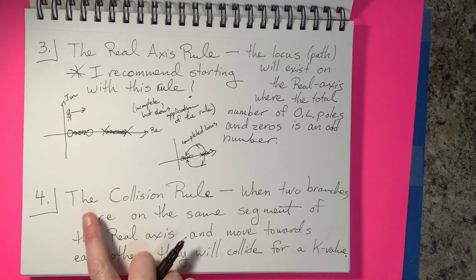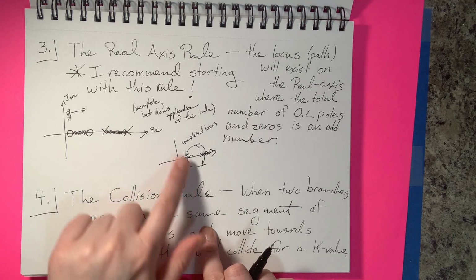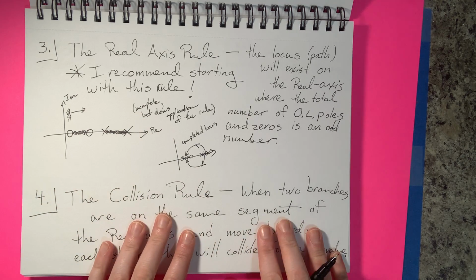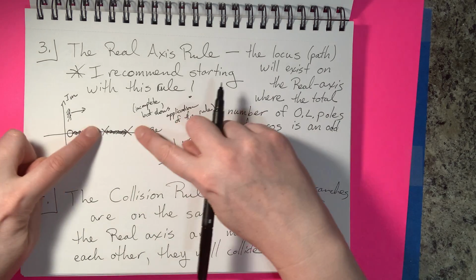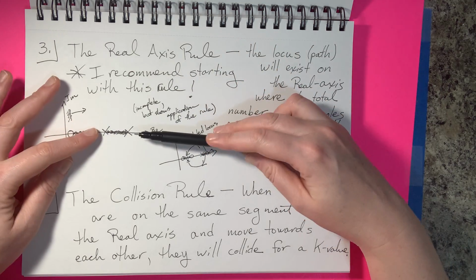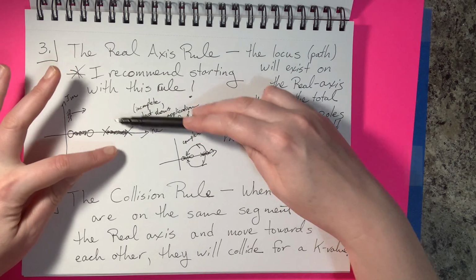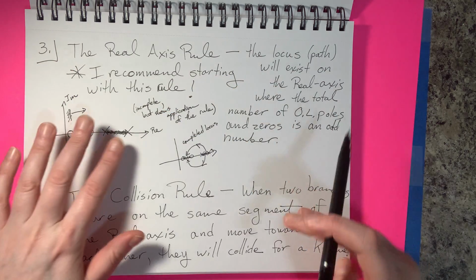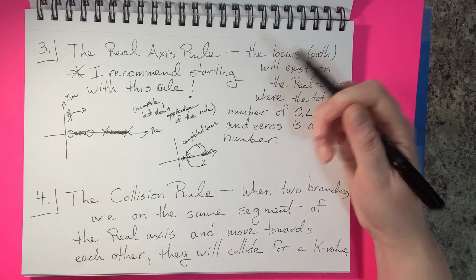Okay, so rule number 4 is the next one. This is the collision rule, and this is particularly helpful with what we were just talking about. Let's say we have 2 branches that are on the same segment of the real axis, just like these 2 poles right here. They move towards each other, and then they collide at some given k value. So that's why this happens. They jump out just like this.